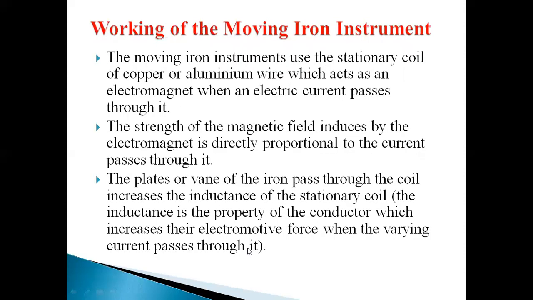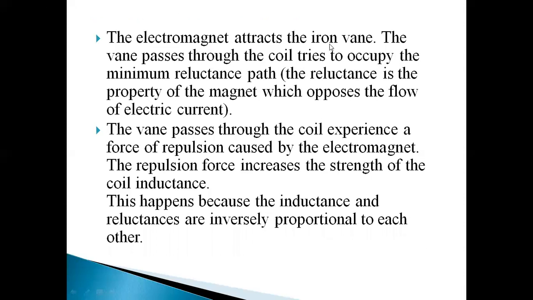Whenever AC current passes through this, what happens? It increases the electromotive force. The electromagnet attracts the iron vein. The vein passes through the coil, tries to occupy the minimum reluctance path. The reluctance is the property of the magnet which opposes the flow of electric current. So just like resistance, here in the magnetic field, it opposes the existence of the magnetic field, because whenever it opposes the flow of electric current, the magnetic strength is going to decrease.